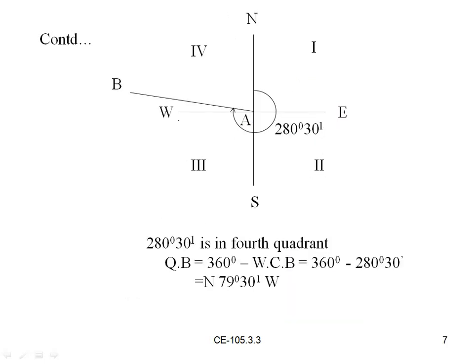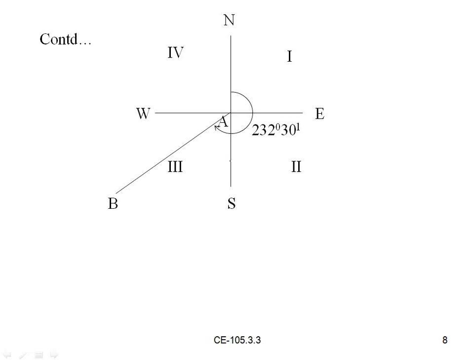The next one is 280 degrees 30 minutes. It is in the fourth quadrant. Quadrantal bearing is equal to 360 degrees minus whole circle bearing, that is 360 degrees minus 280 degrees 30 minutes, which is equal to 79 degrees 30 minutes west. So here we write it as north 79 degrees 30 minutes west. It shows the direction.